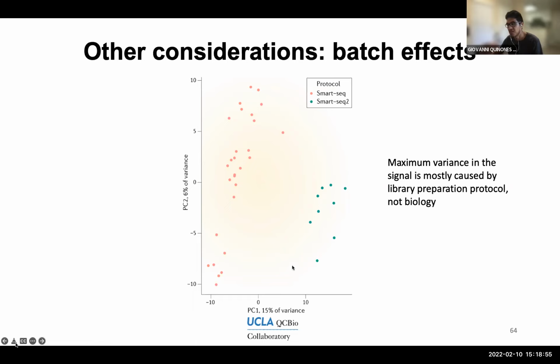And so you'll probably end up clustering these cells as one cell type and these cells as another cell type, when in reality, they may not be different cell types. They just happen to be prepared under different protocols.